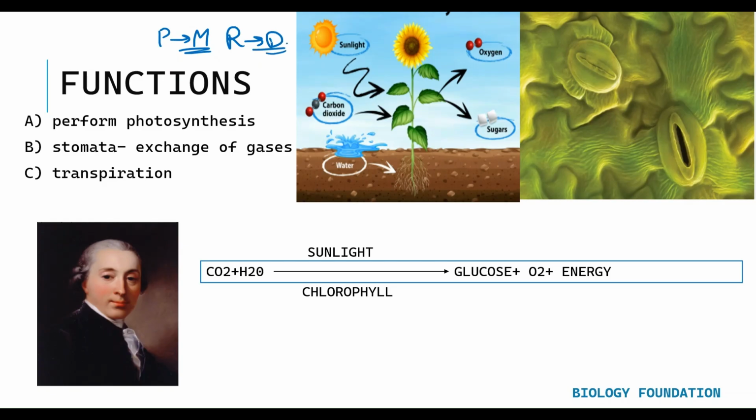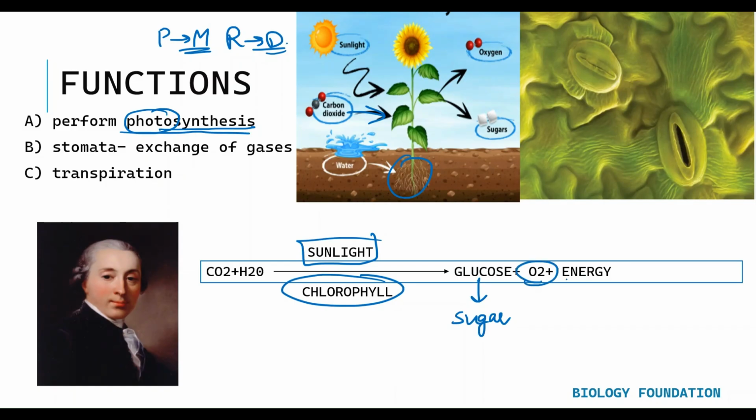Now let's understand what the main functions of a leaf are. We know that the main function of a leaf is to perform photosynthesis. Synthesis means to produce something, photo means using light. So basically, leaves perform photosynthesis. What is photosynthesis? It's the process where leaves utilize the water that we provide. They take in carbon dioxide in the presence of sunlight, and using chlorophyll they convert this carbon dioxide and water into glucose, which is a sugar, and they give out oxygen and energy.